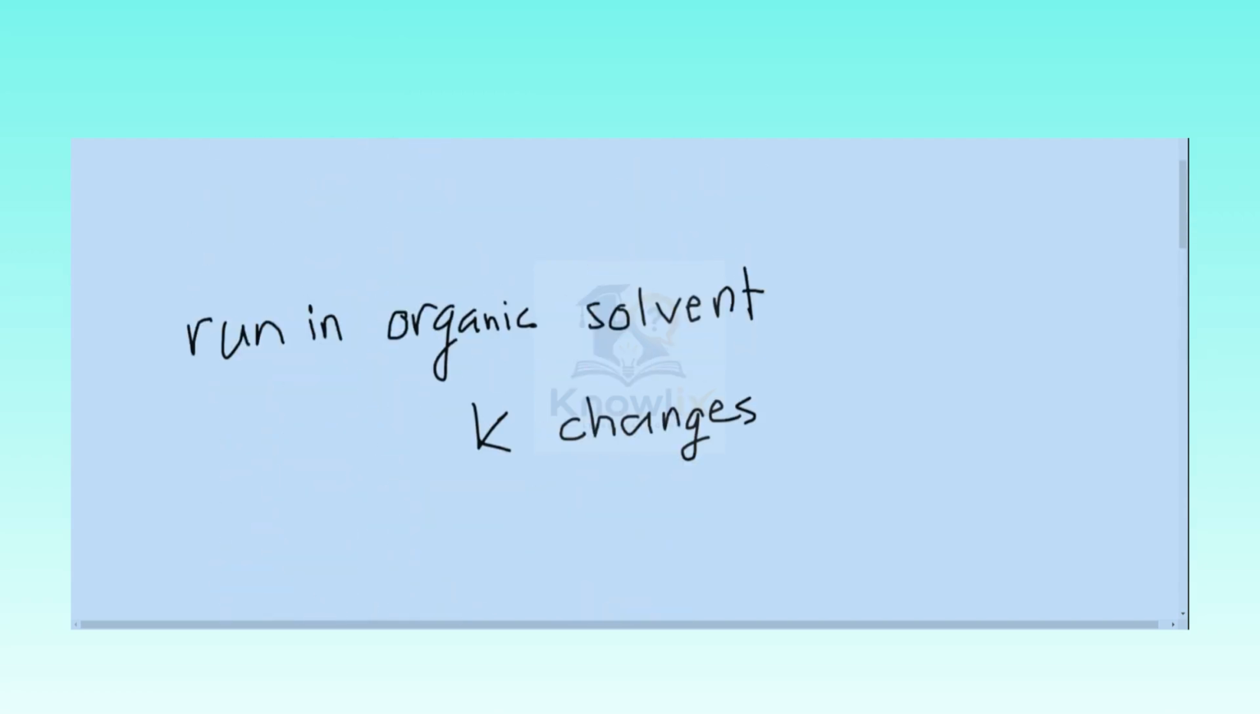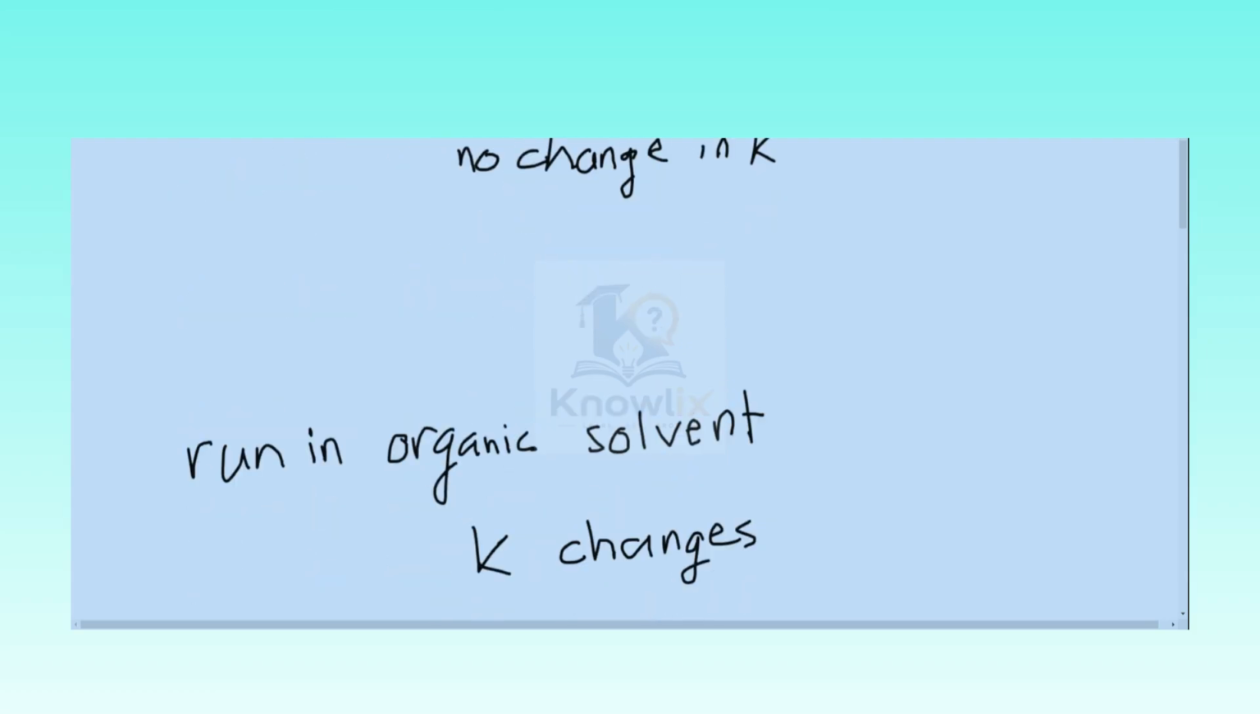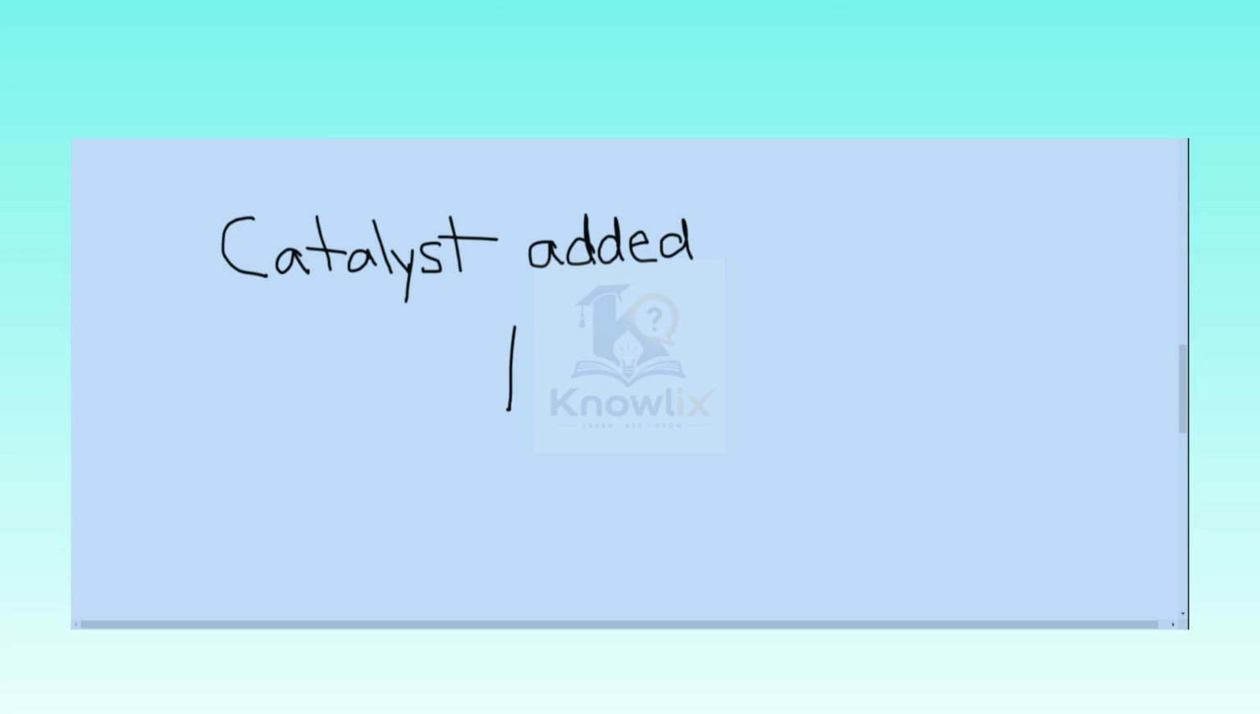So now let's say we added a catalyst. Well, what does adding a catalyst do? It decreases the activation energy. A catalyst lowers the activation energy. We see that our activation energy is right here. So changing the activation energy, lowering it with a catalyst, would make this less negative, and it would make K larger. So adding a catalyst would increase the rate constant.